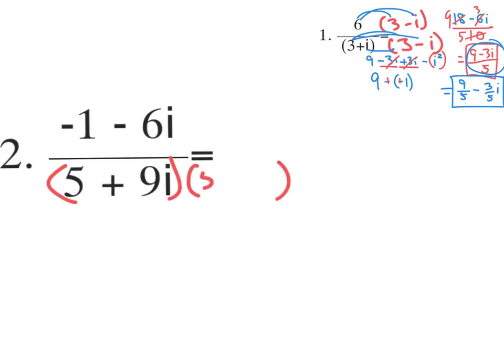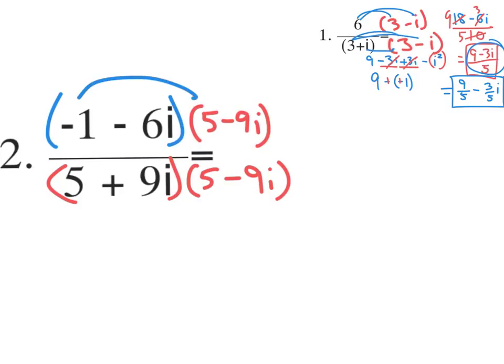The complex conjugate will simply be 5 minus 9i. And what you do to the bottom, you must do to the top, 5 minus 9i. And we're going to distribute. Let's do the top first. So I have this binomial up on top, which is a complex number also.